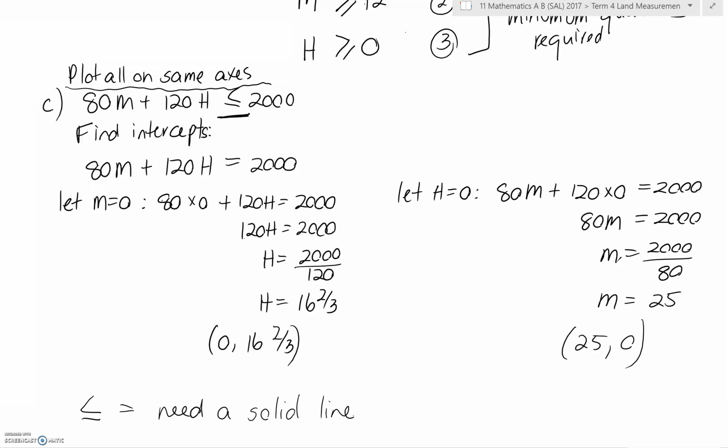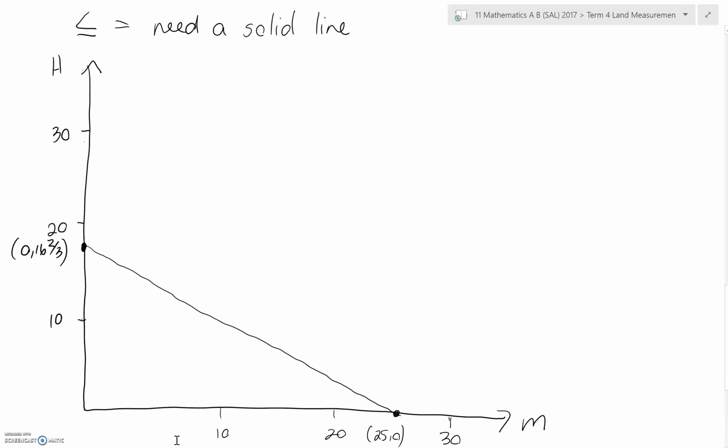So we can now go and plot that. Okay, welcome back. What I've done is I've created my set of axes that I need. Notice that M is on the x-axis and H is on the y-axis, and I've just plotted those 2 points that we decided that we needed, and I've drawn the line between them. Now our next step is deciding which side of the line to shade.